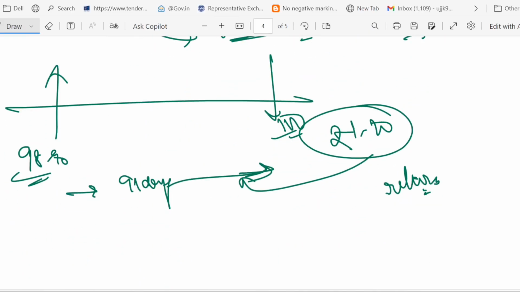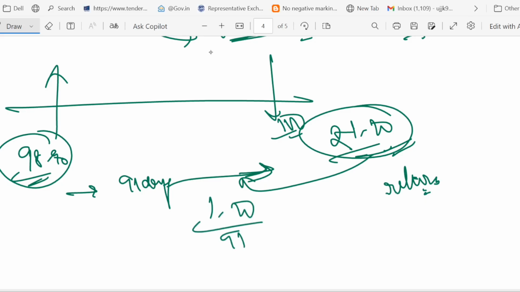Please try to understand. I have invested 98.90. After 91 days, I am getting 100 rupees. So how much is the return we are getting? The return in terms of rupees is 1.20. This 1.20 I am getting over 91 days, over the 98.90 purchase price. And we just have to scale it up.